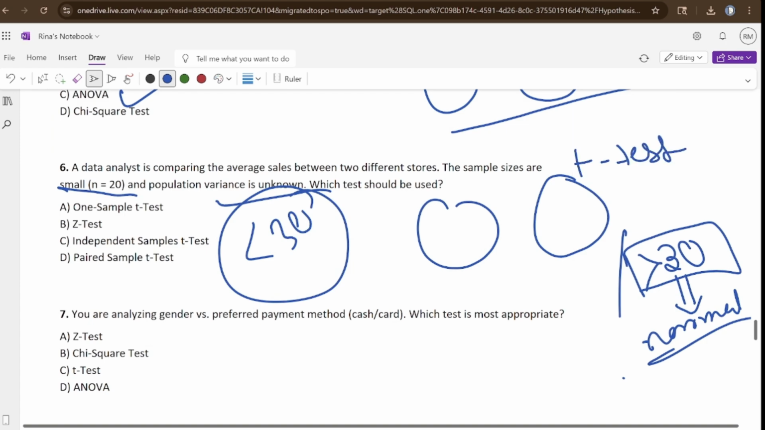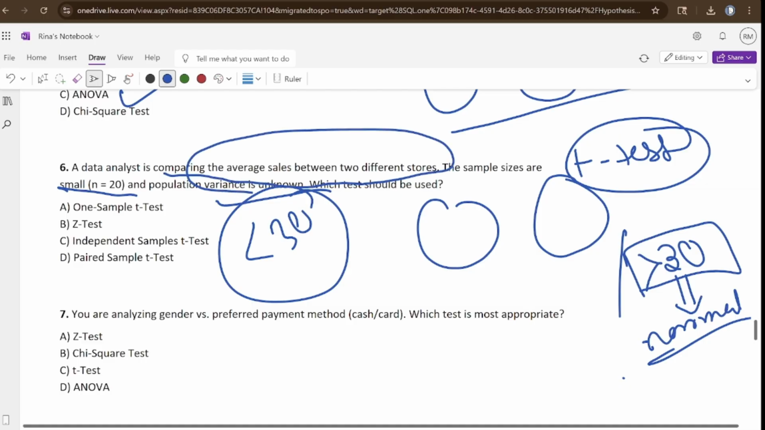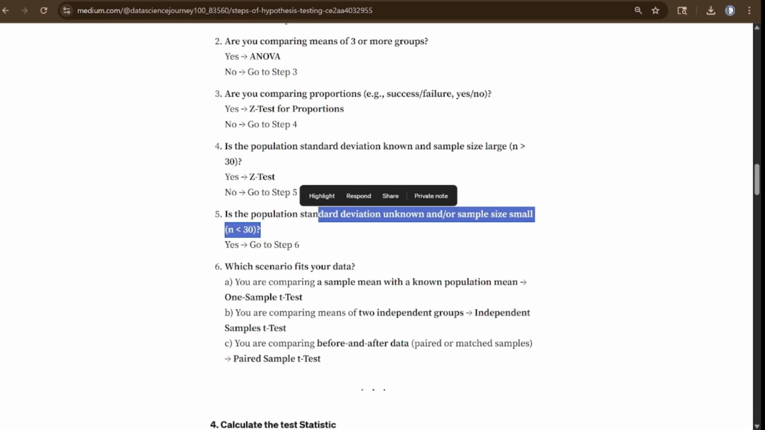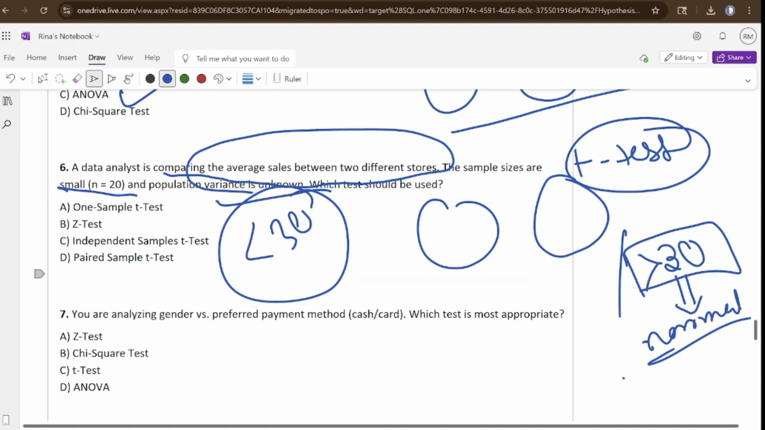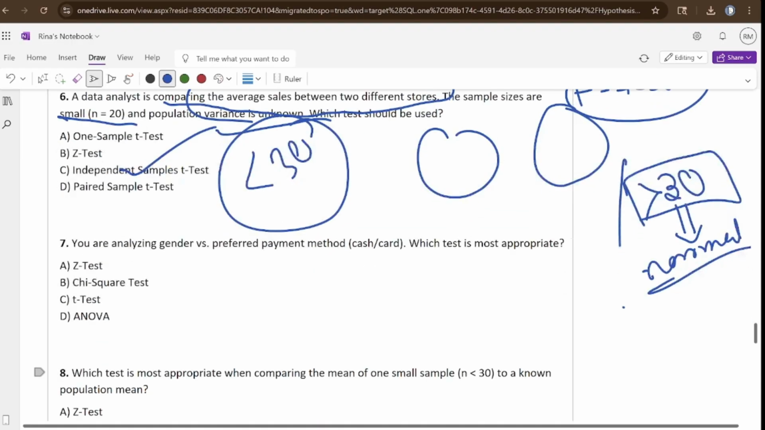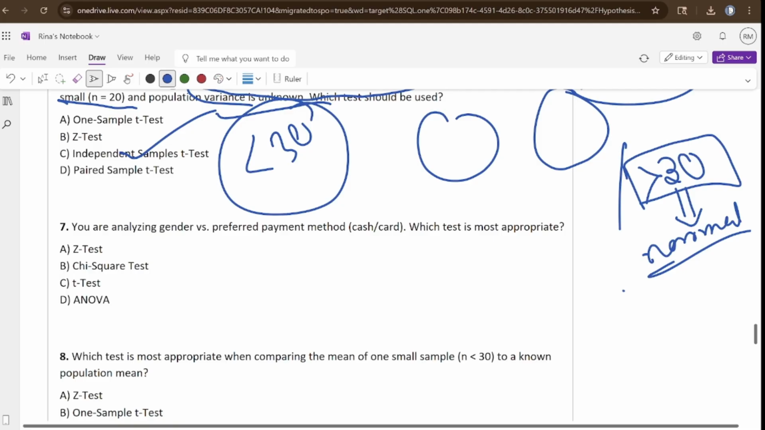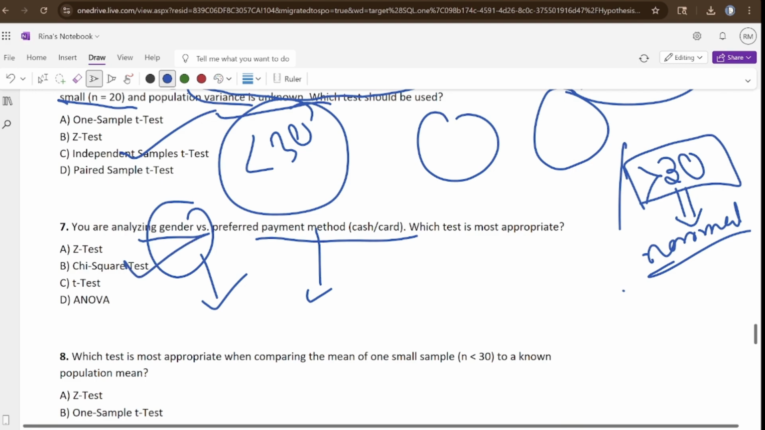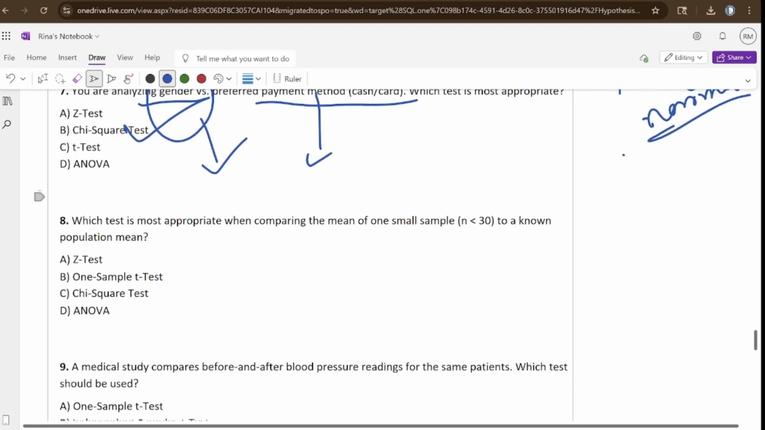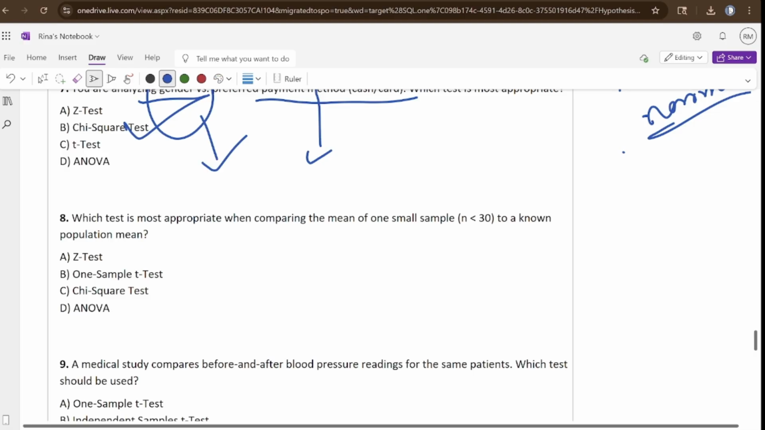And now in t-test, which one? See, you are comparing average sales of two different stores. So in t-test, you have to compare two independent groups. So independent sample t-test. This one. Clear? Now you are analyzing gender versus preferred payment card. See, gender is a categorical data, payment card is a categorical data. So for categorical, no problem, chi-square. Go for chi-square.